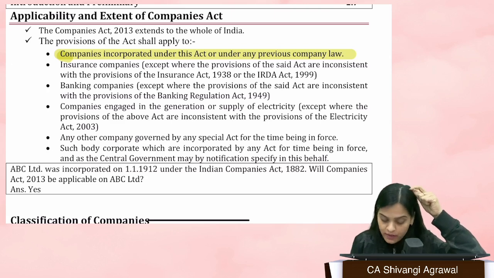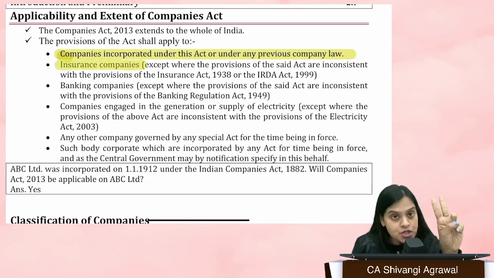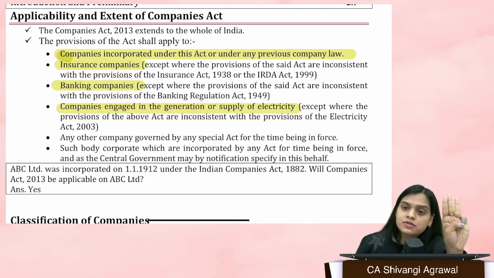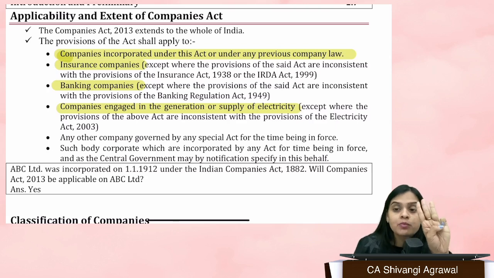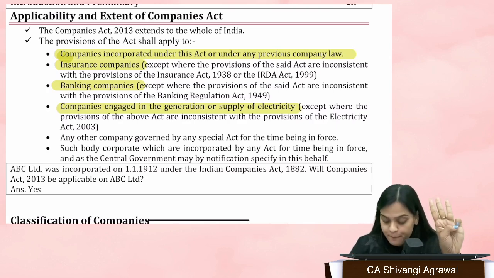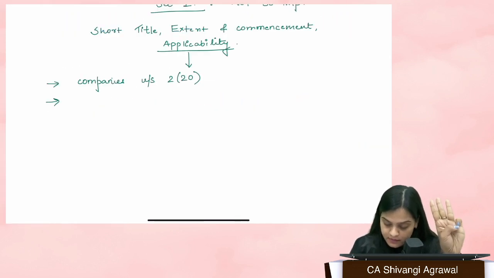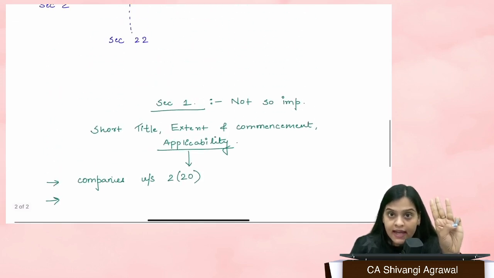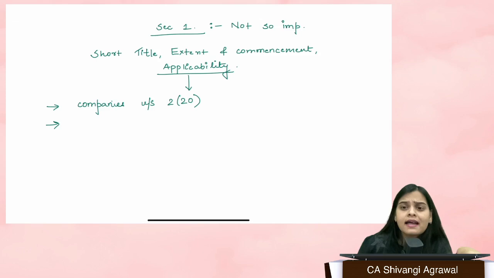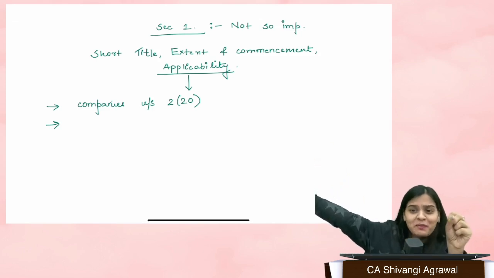Thereafter, it will also be applicable on all the insurance companies, banking companies and electricity companies, the companies which are engaged in generation or supply of electricity. It is applicable on all these three companies also. But, I have already told you section 1 is not so important. You just have to understand this to understand the entire chapter.